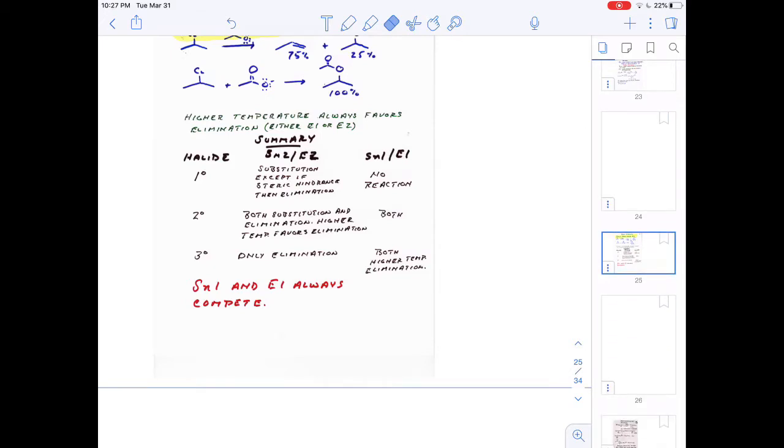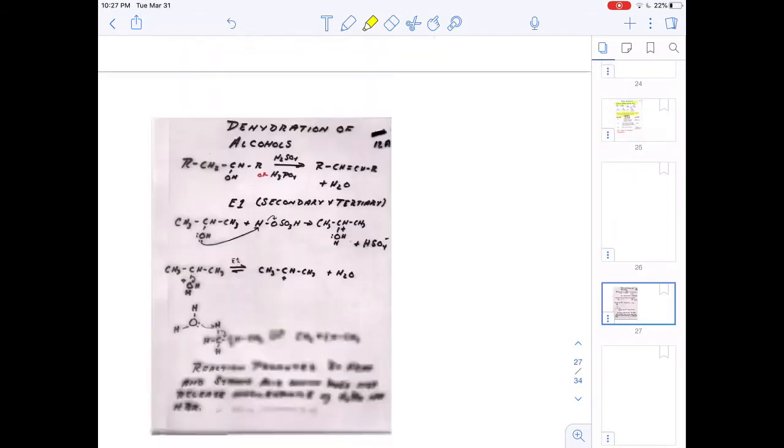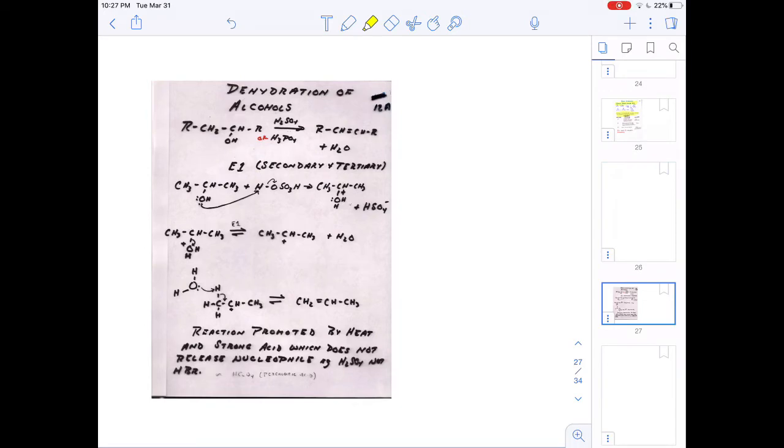Yeah, honestly, SN1 and E1 always compete, but he always favors elimination. This is all really repetitive. There's really nothing new in these slides. He's just trying to make a chart for you to keep things organized.